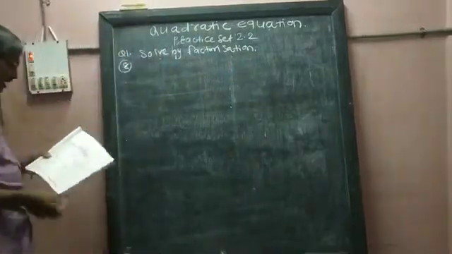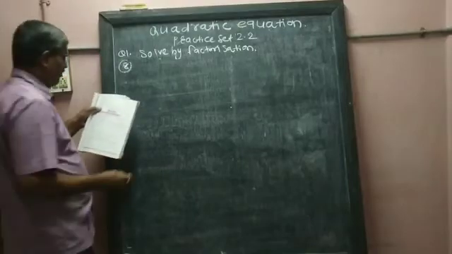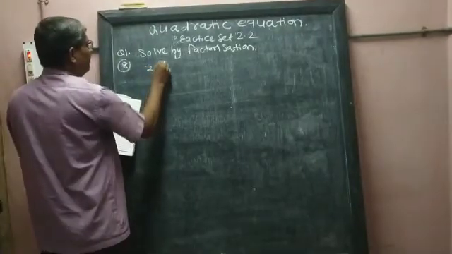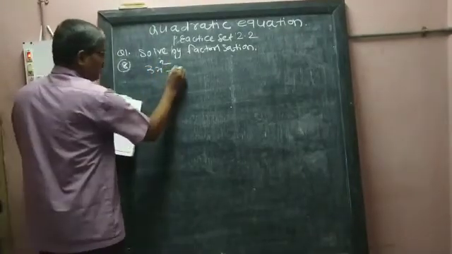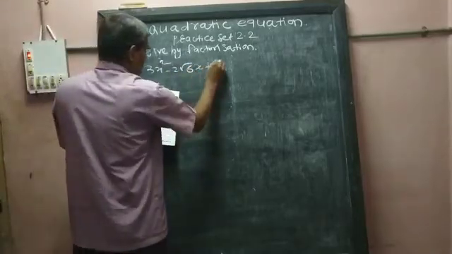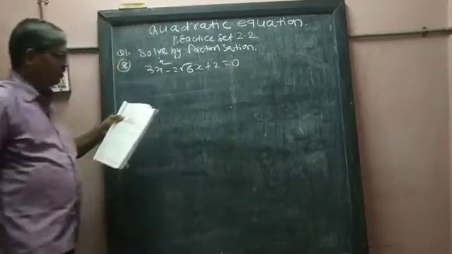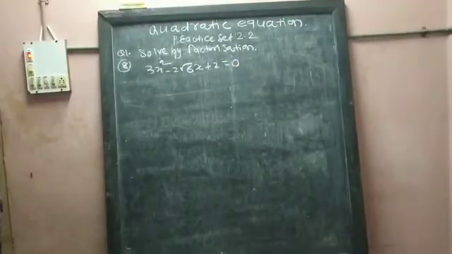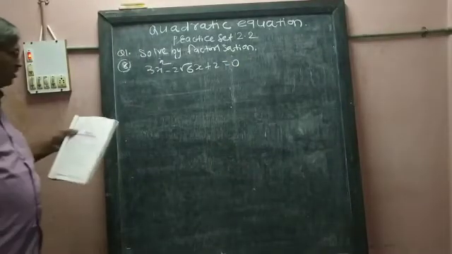What is question number 8 now? Look, in a similar way: 3x square minus 2 under root 6x plus 2 is equal to 0. 3x square minus 2 root 6x plus 2 is equal to 0.